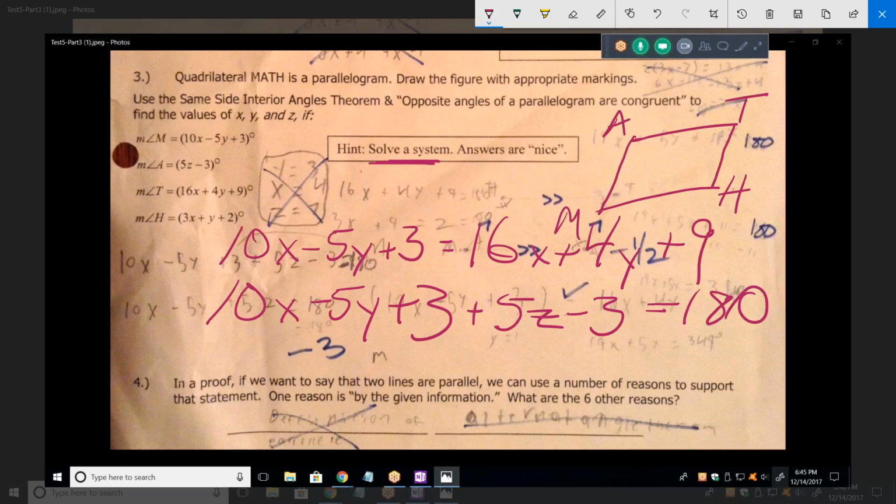That didn't help a lot because notice we introduced a third variable. Now we've got three variables and only two equations. We still can't solve it. We need a third equation.